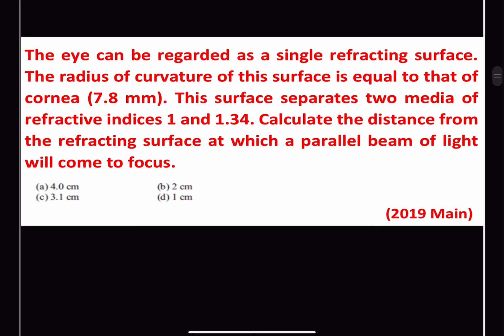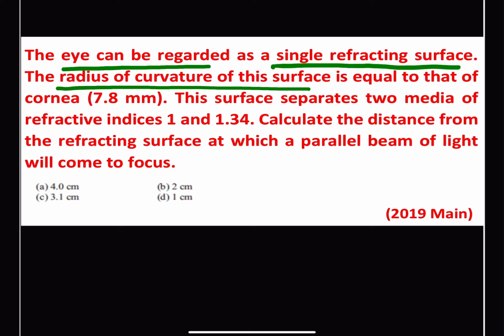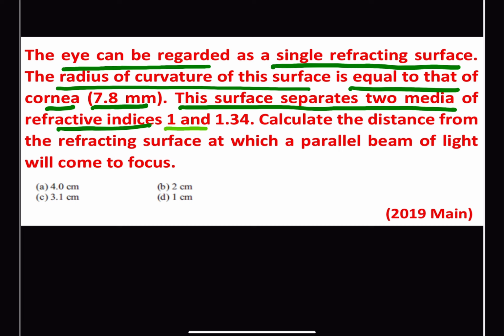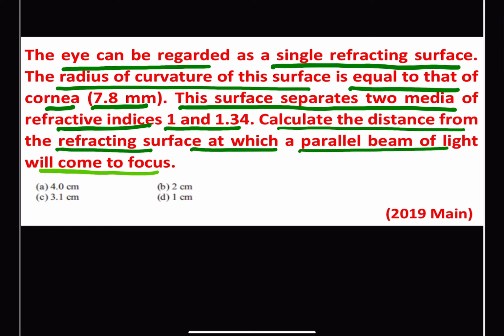Next question. The eye can be regarded as a single refracting surface. The radius of curvature of this surface is equal to that of a cornea, that is 7.8 millimeter. This surface separates two media of refractive index 1 and 1.34. Calculate the distance from the refracting surface at which a parallel beam of light will come to the focus.